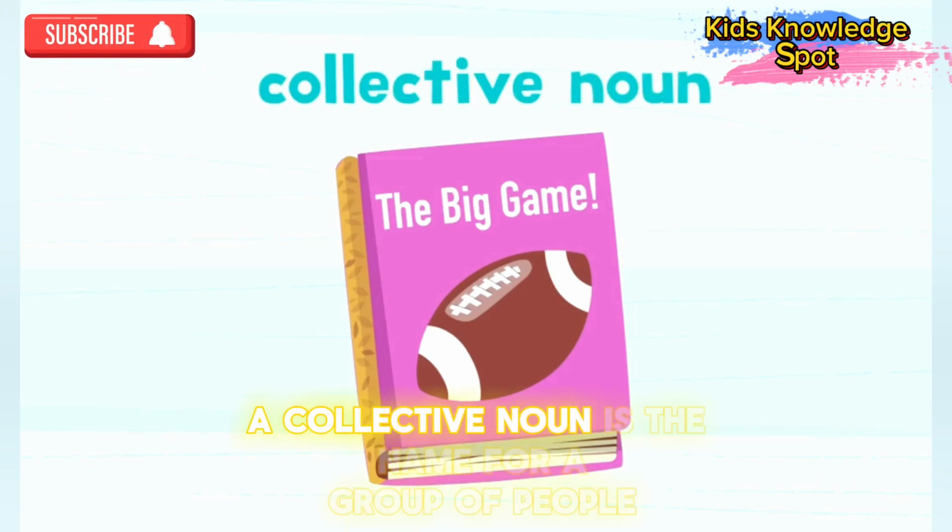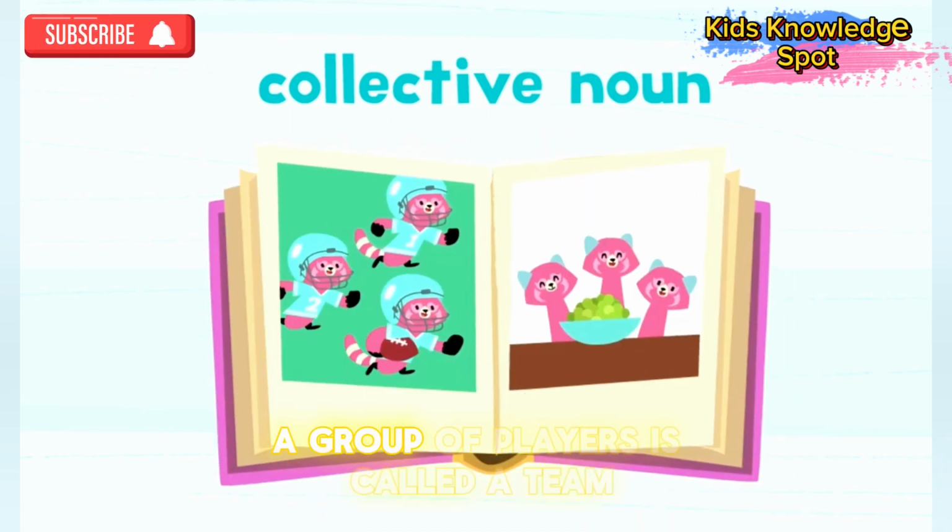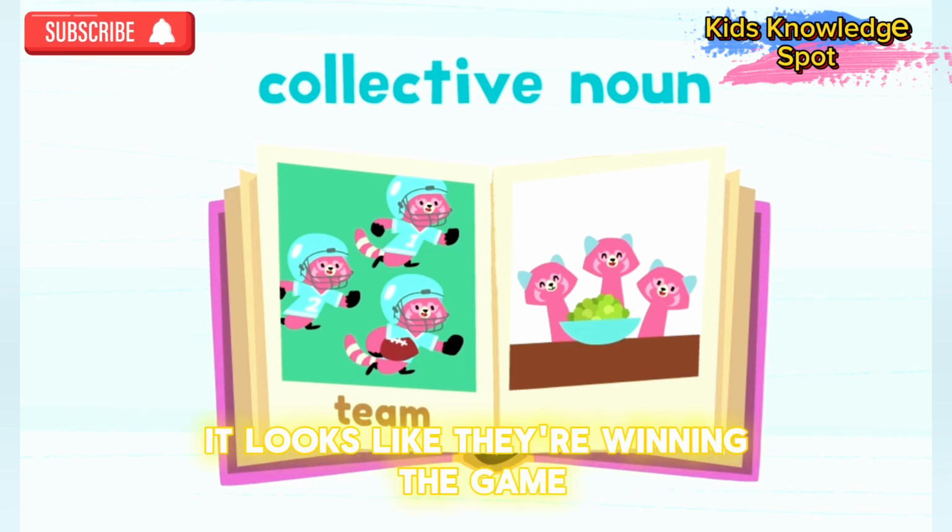A collective noun is the name for a group of people or things. Let's find an example in this book, The Big Game. A group of players is called a team. It looks like they're winning the game.